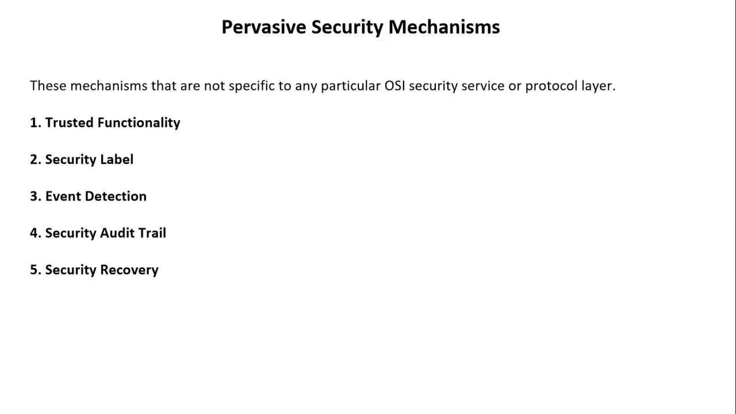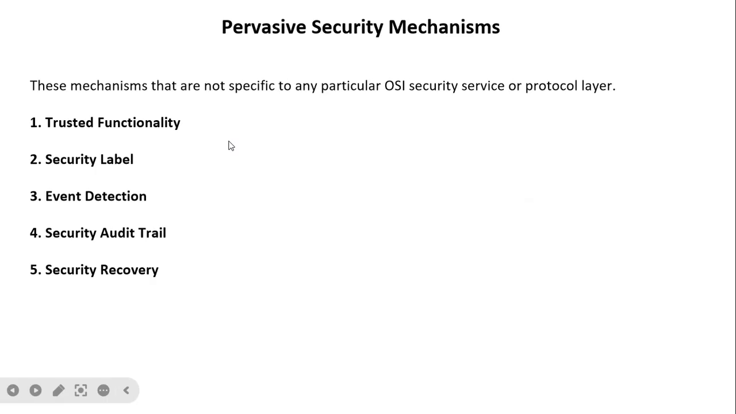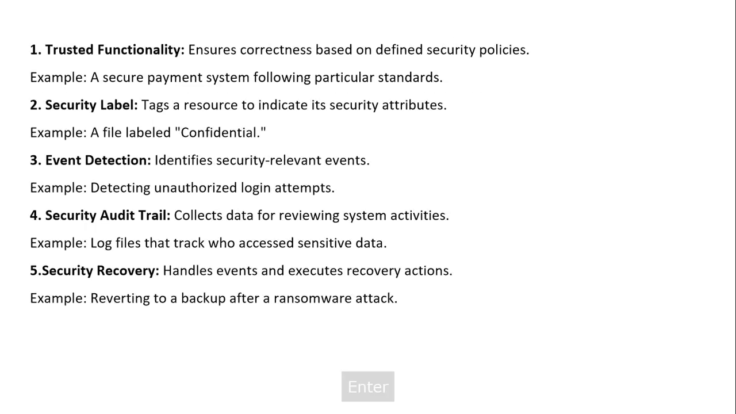Now we will see the mechanisms that are independent of any layer, that is nothing but pervasive security mechanisms. These mechanisms are not specific to any particular OSI security service or protocol layer. The types are trusted functionality, security label, event detection, security audit trail and security recovery. Now we'll see each with an example.